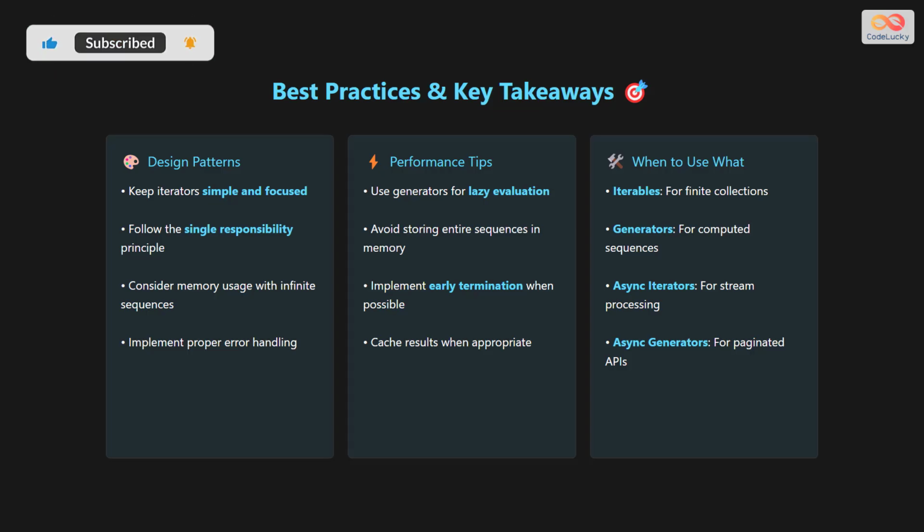When deciding which type of iterator to use, remember that iterables are for finite collections, generators are for computed sequences, async iterators are for streaming, and async generators are for paginated APIs. Keep these things in mind when you implement your iterators.